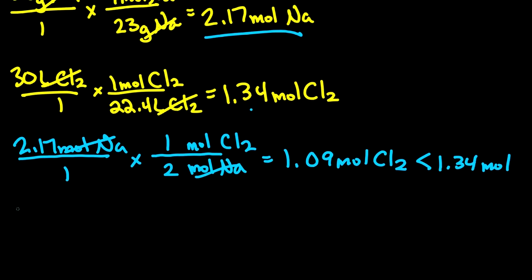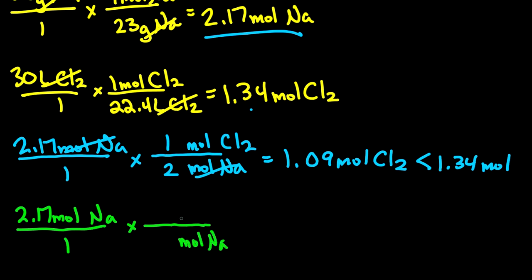So I got 2.17 moles of sodium, and I need to take it to sodium chloride. Since it's already in moles, we already got one step done. We just need to do a mole ratio. We're going from moles of sodium to moles of sodium chloride. So moles of sodium go on bottom, moles of sodium chloride go on top, and we said there's 2 sodium for every 2 sodium chloride, so it's a 2-to-2 ratio. That takes care of moles of sodium.